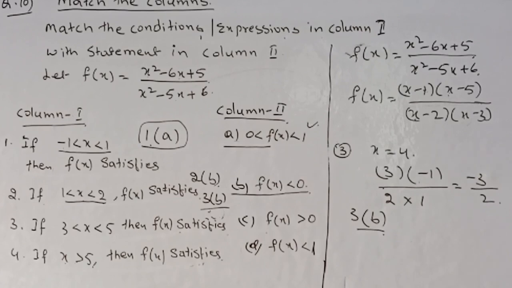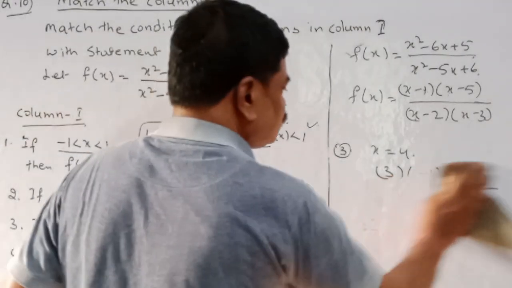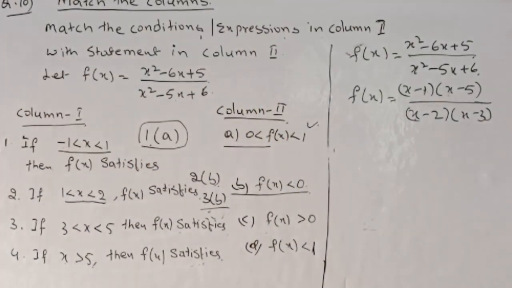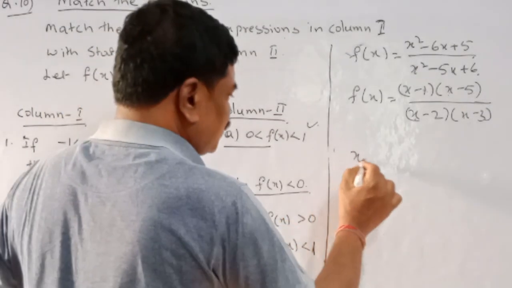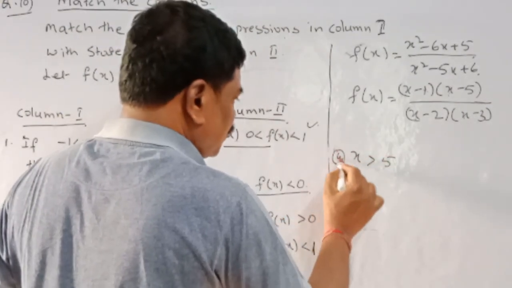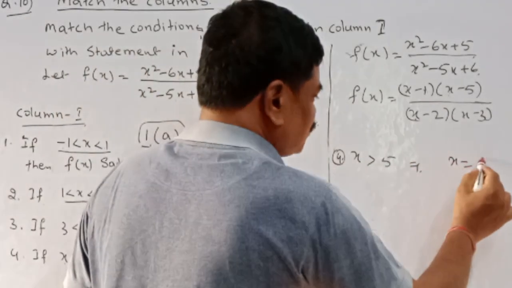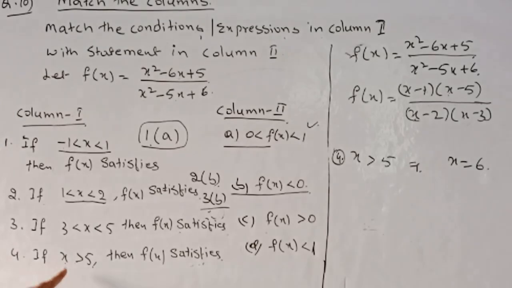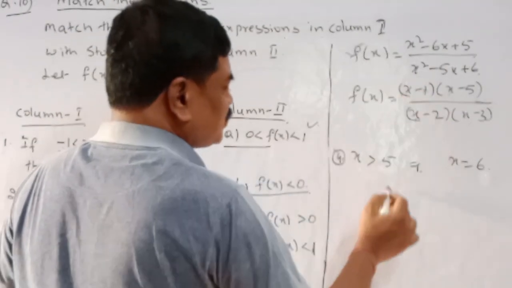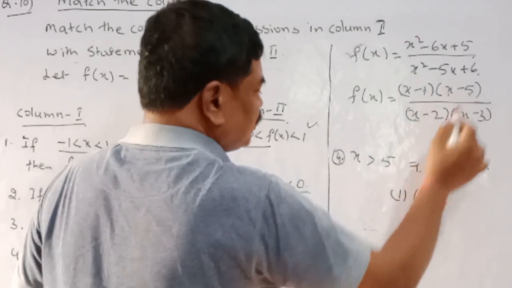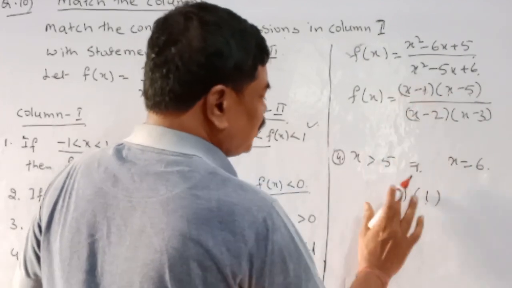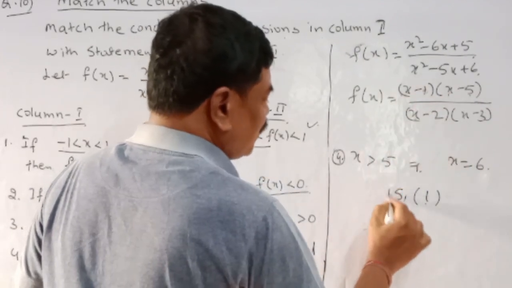Then after, go for 4. X greater than 5. Let us take x greater than 5, x is equal to 6 you take. That is 6 minus 1. See, this is 1. 6 minus 1, 5.